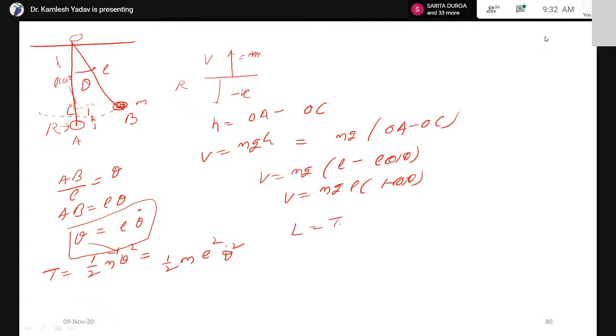Now Lagrangian can be written as T minus V. Therefore, Lagrangian is equal to half m L square theta dot square minus mgl times 1 minus cos theta. Now this is the Lagrangian for simple pendulum. Now we can determine the Lagrange equation of motion.